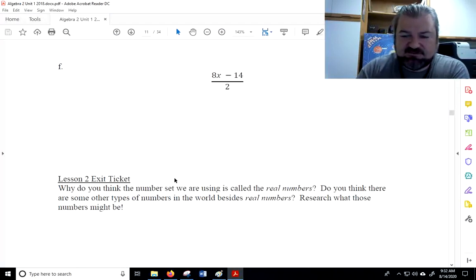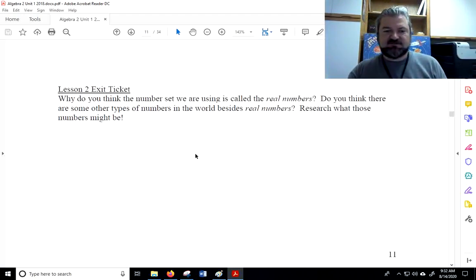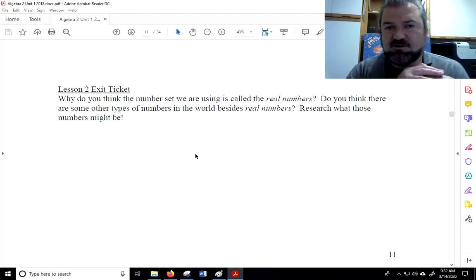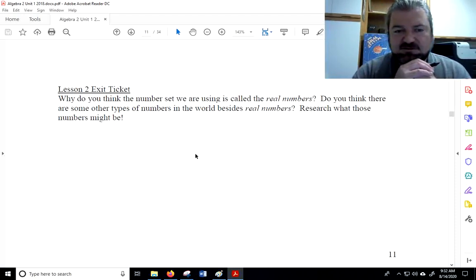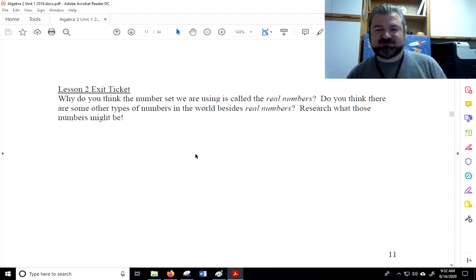All right, and that's it for us today. I'd like you to close out by just thinking about this exit ticket. Why do you think the number set we are using is called the real numbers? Do you think there are some other types of numbers in the world besides real numbers? Research what those numbers might be. So have fun checking that out.